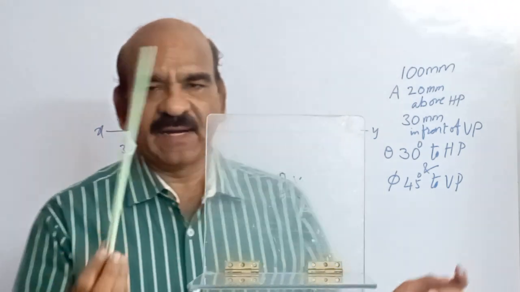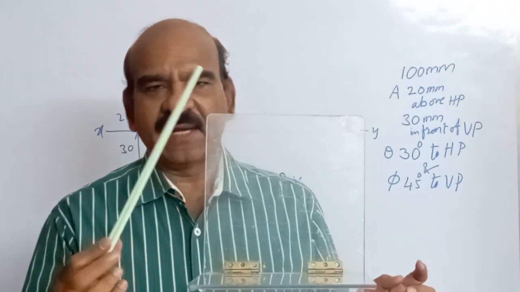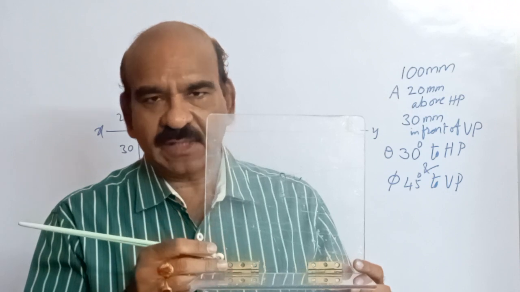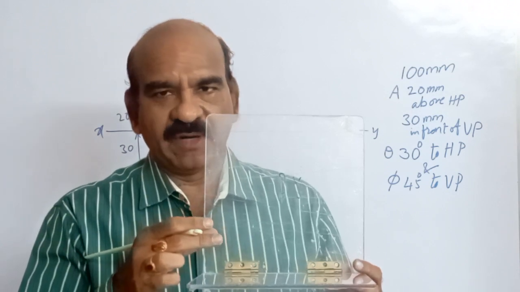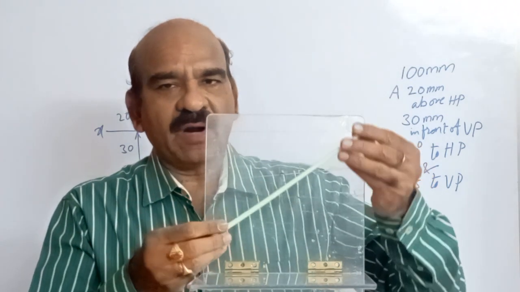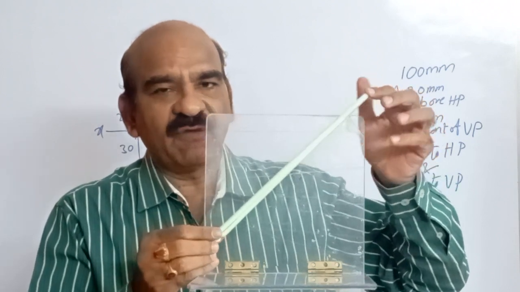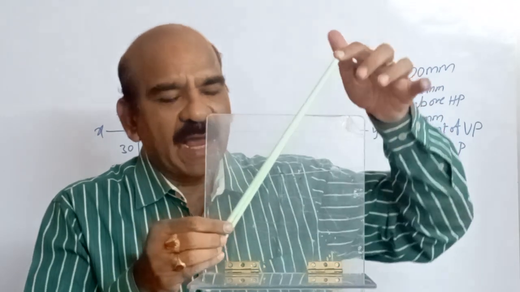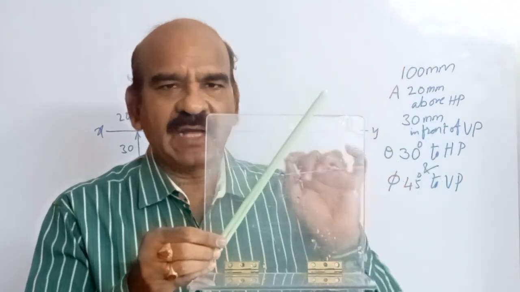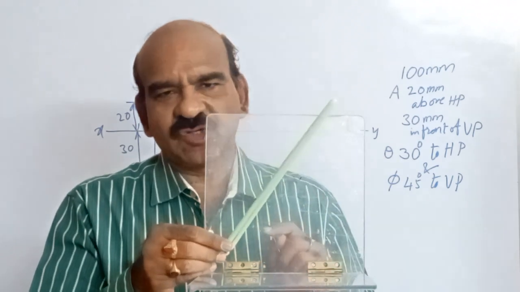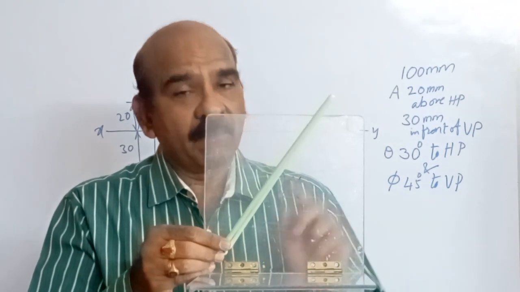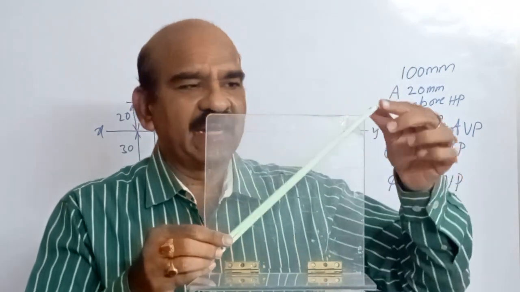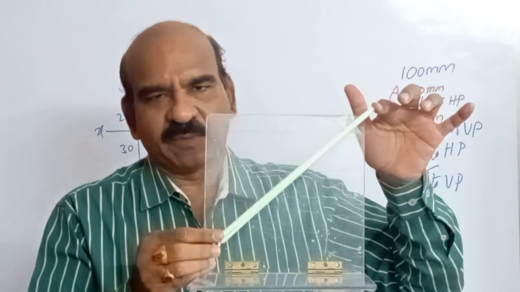Okay, the line, initially, say the true length is 100 mm. I am taking the point A position 20 mm above HP, 30 mm in front of VP. And from here, I take the line in the first initial position. I call it the first initial position because when the line is making an angle with both the planes, the final position of the line should be like this. But here, to get this, I start with an initial position of the line.